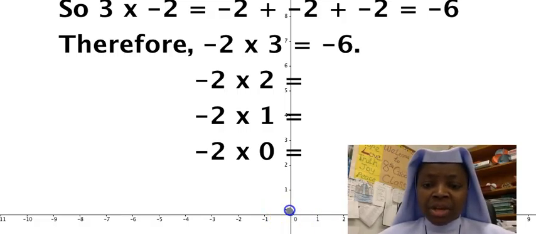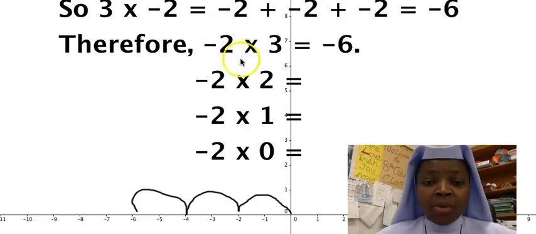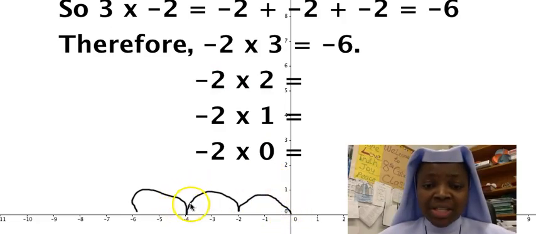We can start from 0, go backward because it's negative, taking 2 steps backward, 3 times. Okay, that gets us to negative 6. What if we do negative 2 times 2? That will be taking 2 steps backward 2 times. And of course, that will get us here. Okay, that's negative 4. And how about negative 2 times 1? Of course, taking 1 time, that's here, negative 2.